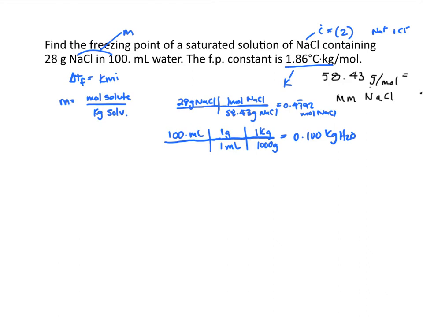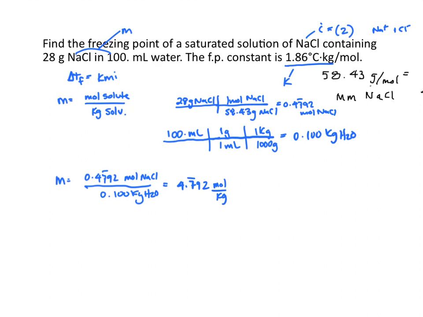Then we're going to plug both of these into our molality calculation. If we divide those, we end up with 4.792 moles per kilogram for our molality. All these values now are going to get plugged into our equation here. And our calculation here for our delta T sub F is going to give us 17.82 degrees C, if we do a unit evaluation. So this is our delta TF. This is our freezing point depression. This is how much it changes.